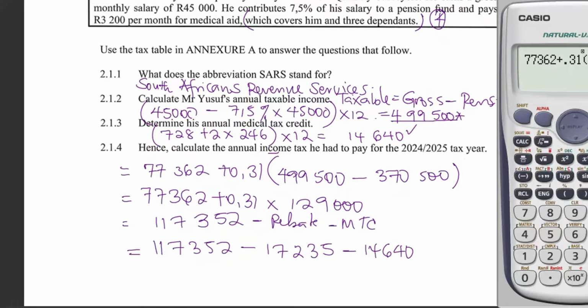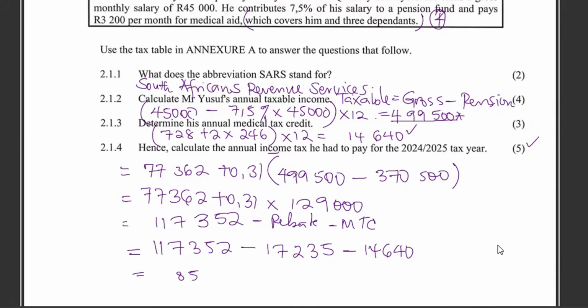So here we already have this. So just subtract 17,235 minus 14,640. So the final answer here we have is 85,477. That's the answer they wanted us to have.